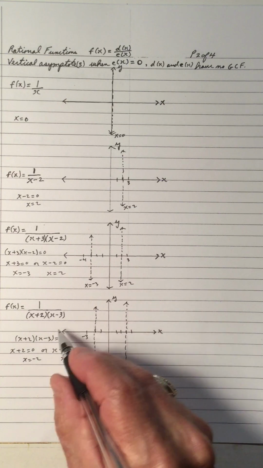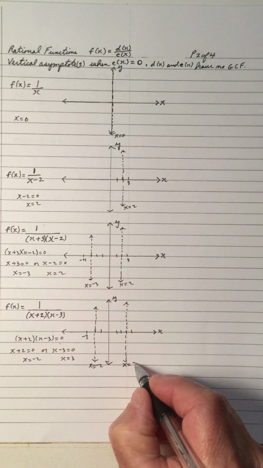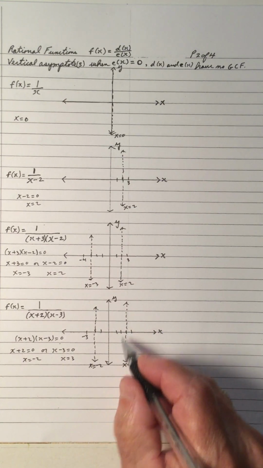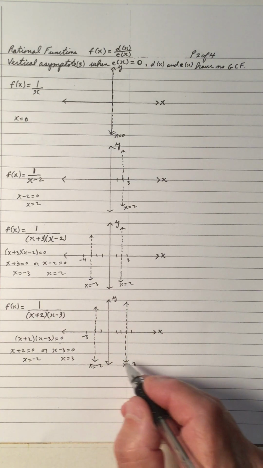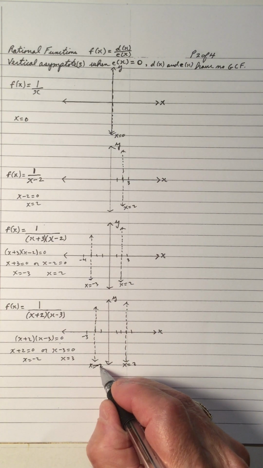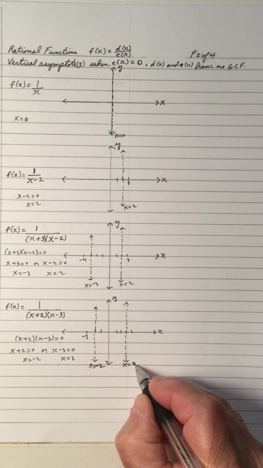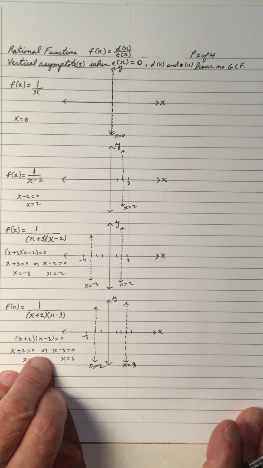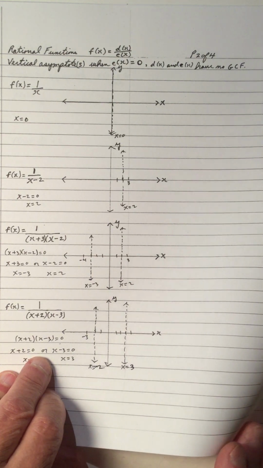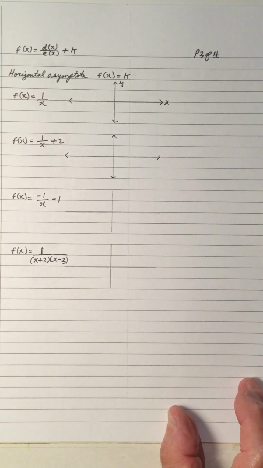So that means this graph will not have any points which have x-coordinates of 2, negative 2, or 3. So those are the vertical asymptotes. When you let your denominator equal 0 and solve it, you can't have those values because the function is undefined.